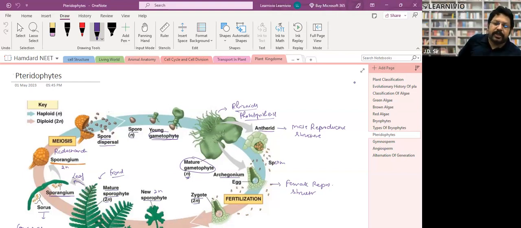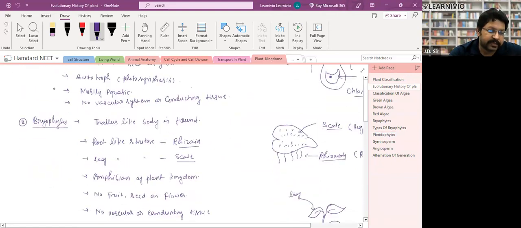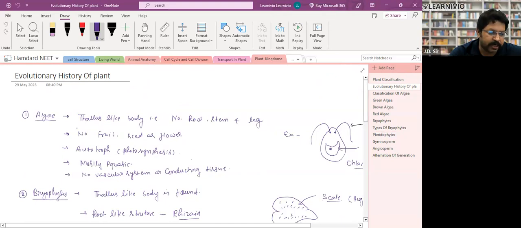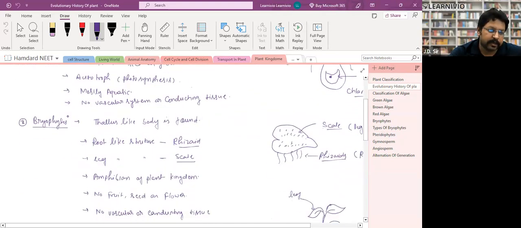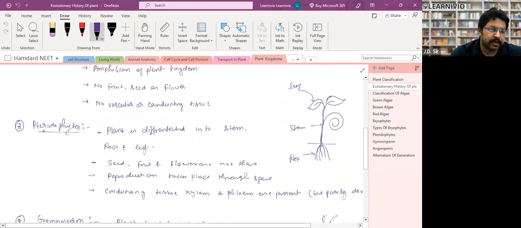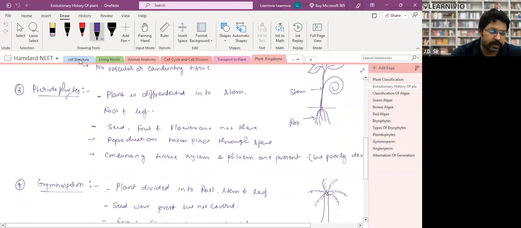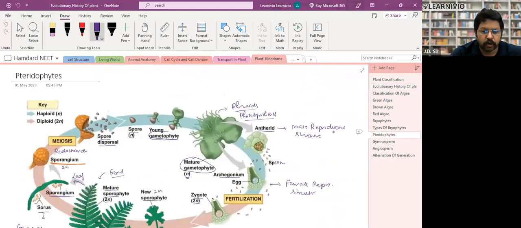So in the evolutionary history of the plant, we have already discussed, I said first algae came on the earth, then bryophyte came on the earth. So we have already covered algae, three types of algae: green, brown, and red algae. Then we did the bryophyte, two types of bryophyte: mosses and liverworts. Then today we are going to do the pteridophyte. Right. So pteridophytes are plants which look like the plant.